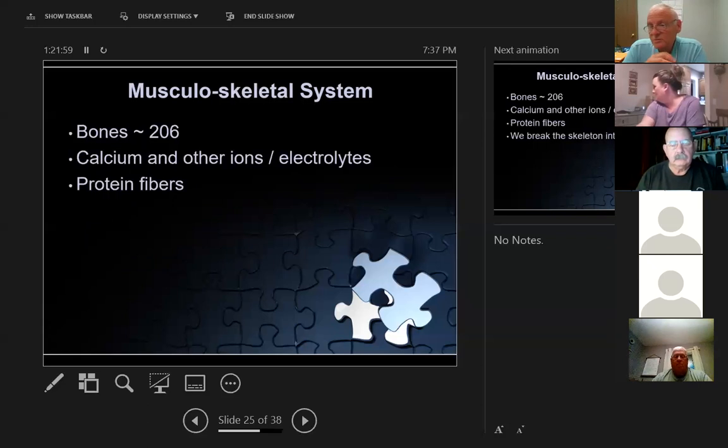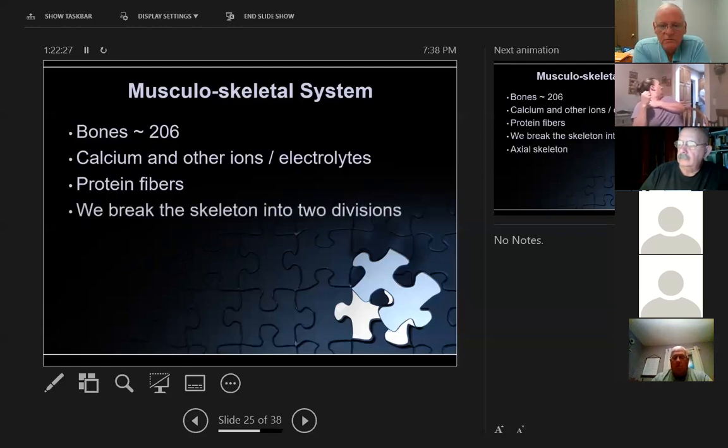And bones can also have disease processes. We can have osteoporosis, where a lot of these ions are gone, and the bone structure is having gaps in it, holes, if you will, microscopic holes. And well, some of them get bigger. You can also have a bone infection. It's called osteomyelitis. You can also have bone cancers, things like that. But normal bones are protein fibers and calcium and other electrolytes.